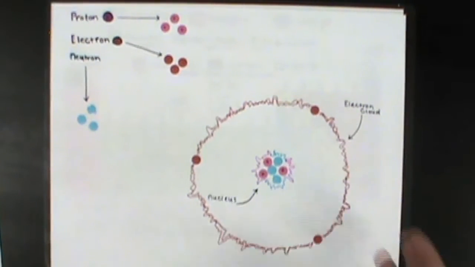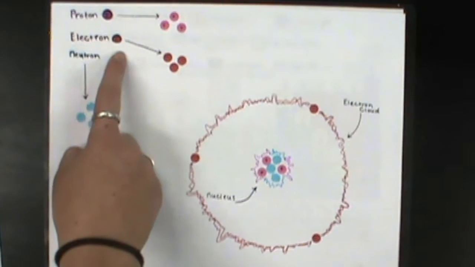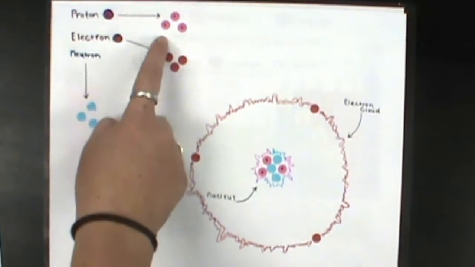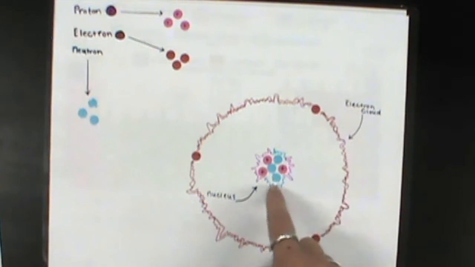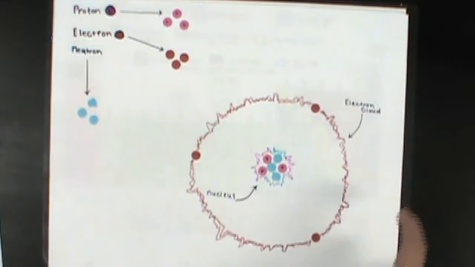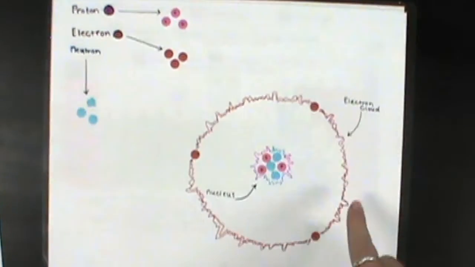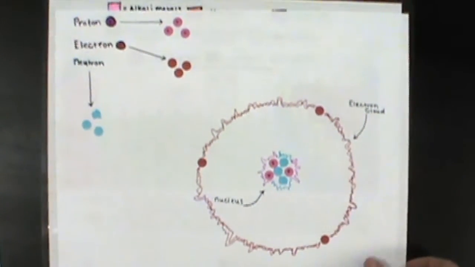Atoms are made up of three components. The first is the electron, which is a negative charge, the proton, which is a positive charge, and the neutron, which is a neutral charge. In the nucleus, you have protons and neutrons, and on the outside, there is an electron field.